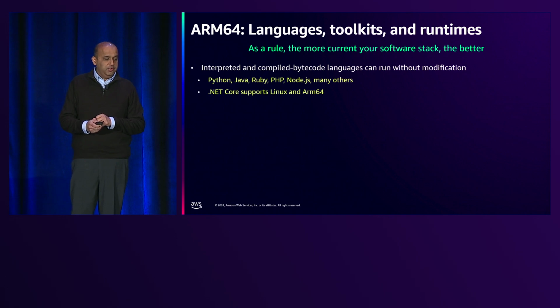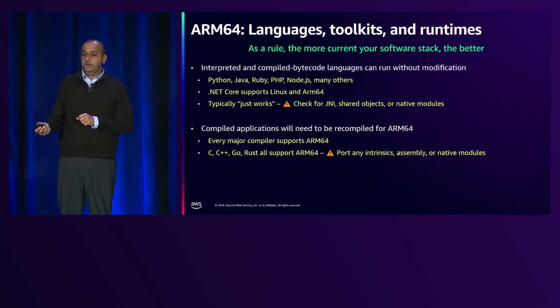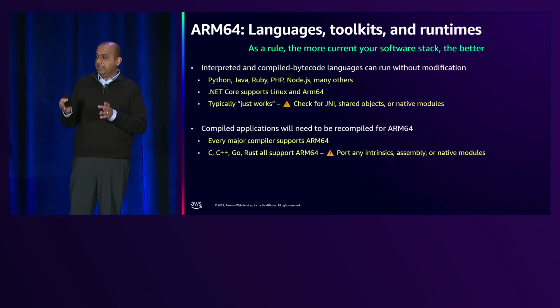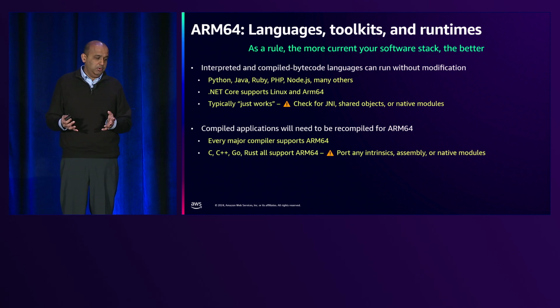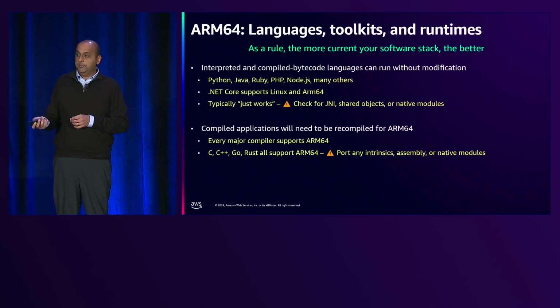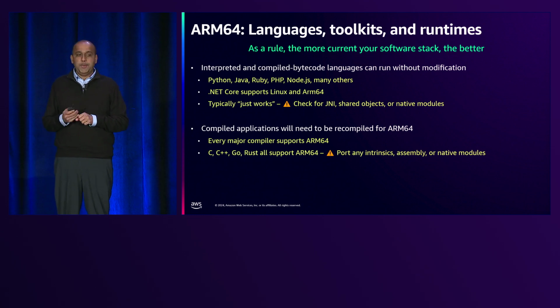So some general guidelines. Overall, we tell customers, the more current your software stack, the better it is. As you start moving to Graviton, it just provides you with a better starting point. Interpreted and bytecode compiled languages are typically easy to run. They run without modification. If you do have a compiled application, no problem, though you have to recompile it for ARM64, and every popular major compiler today supports that. And we have a lot of customers who have successfully deployed C++, Golang, and other compiled languages on Graviton as well.